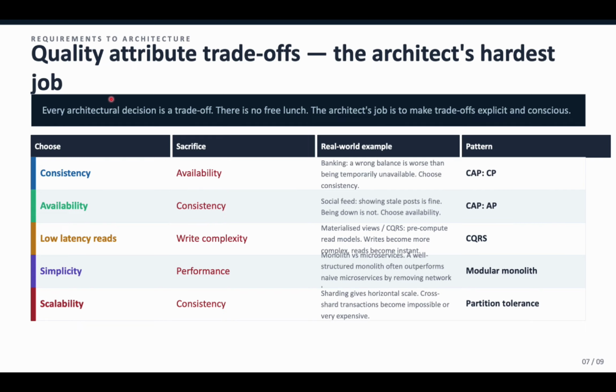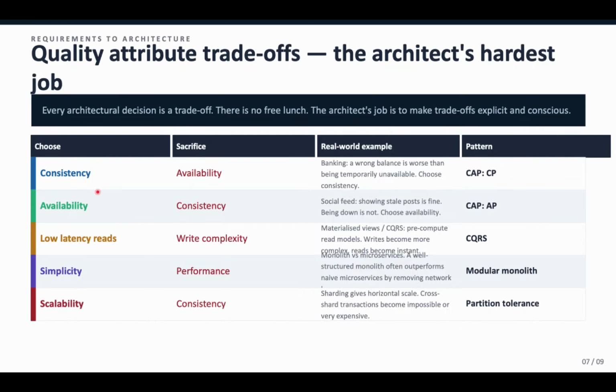There is a phrase which I want you to remember for the rest of your career, and that is that there is no free lunch in architecture. Every time you choose one quality attribute, you are giving something else up. So the architect who does not understand this will make promises they cannot keep.